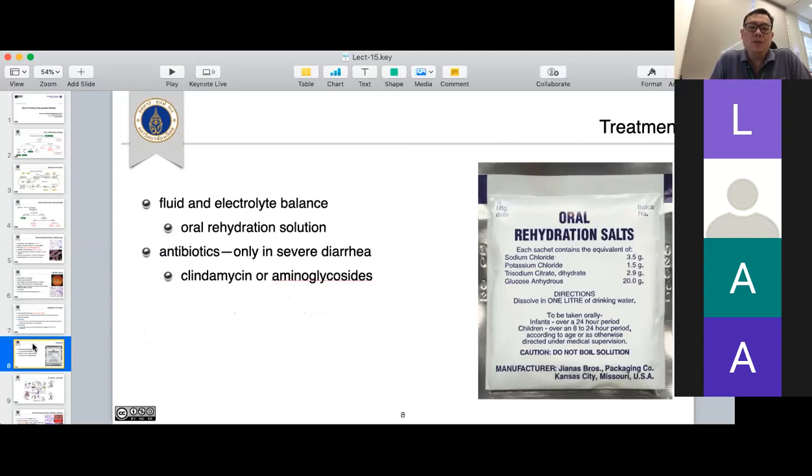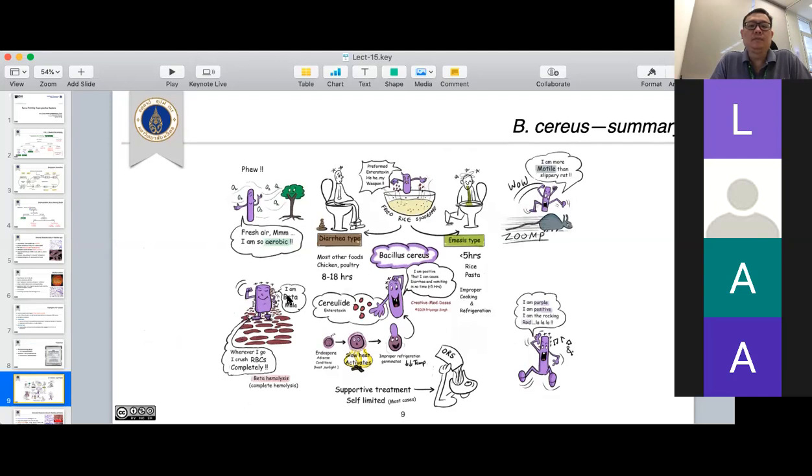No antibiotics are used, only for severe diarrhea, and that's supposed to be in the immunocompromised, so clindamycin and aminoglycoside can be used for treatment. Okay. And this is the summary, and you can go and study it yourself. Okay.